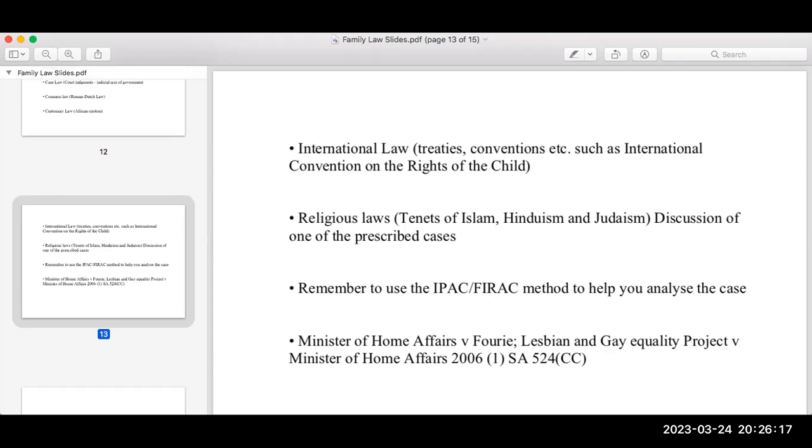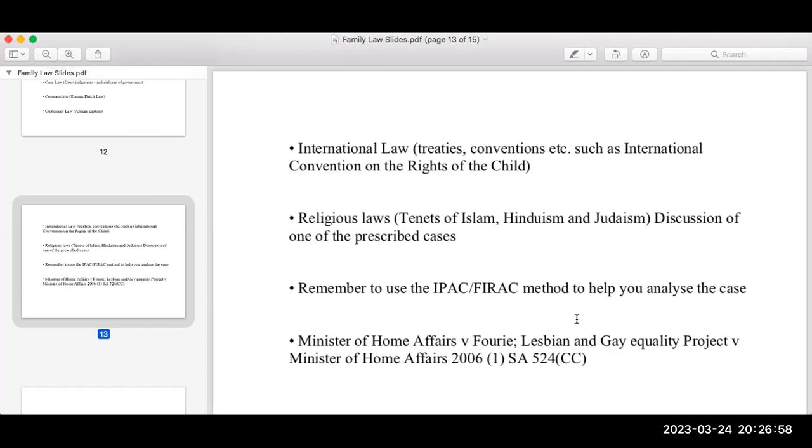I would urge you to download it. I know you have access to LexisNexis and Juta and so on. You can download it. I will share the summary with you so that you can easily go through it and understand it. But it's very important that you get yourself a copy of this case, as it is the cornerstone in family law in South Africa. So do you guys have any questions regarding that case?